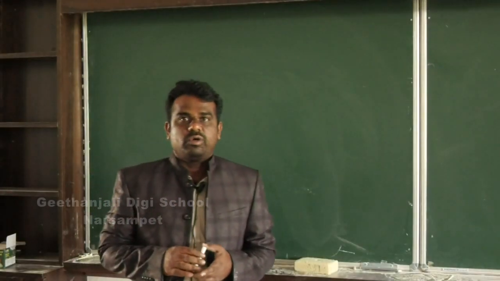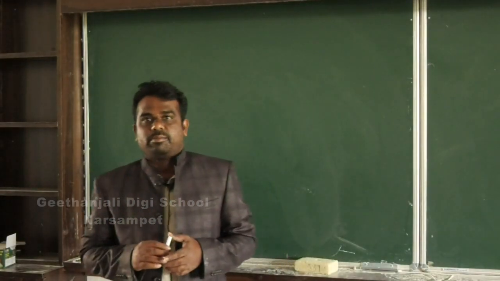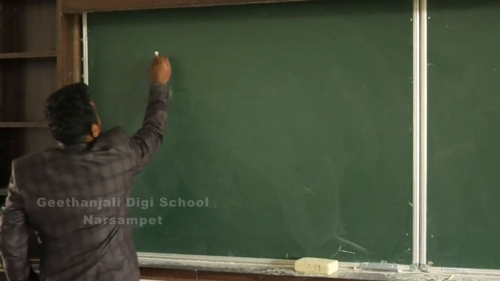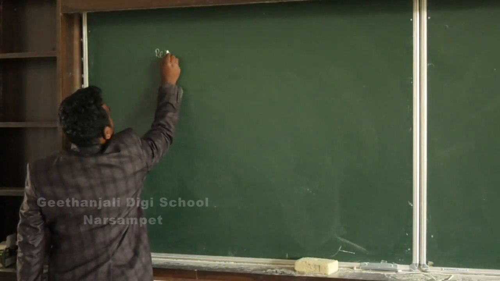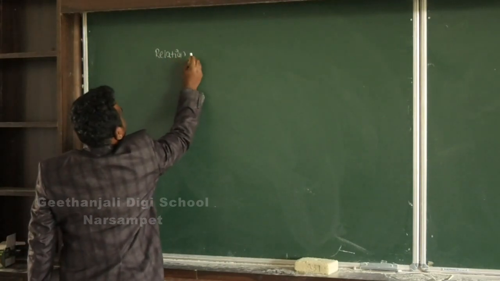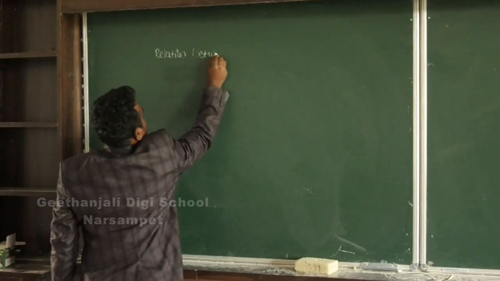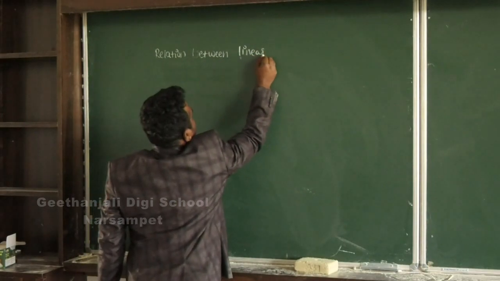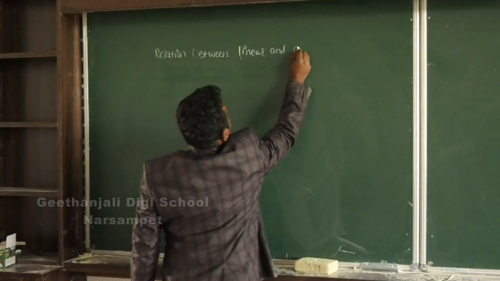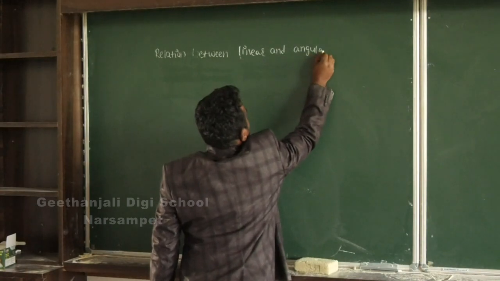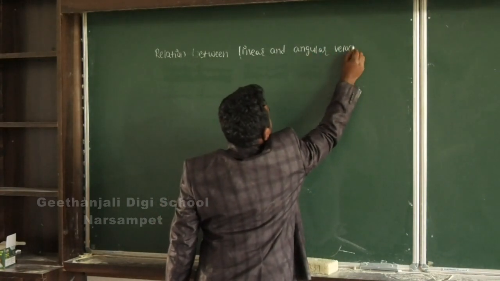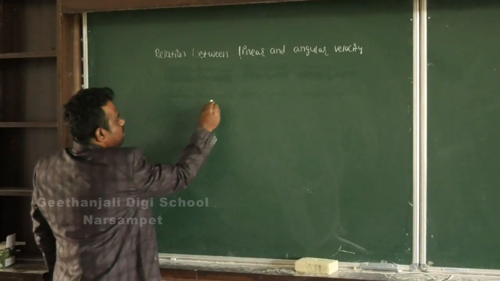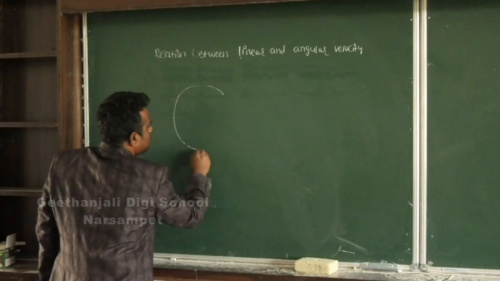Dear students, now I am going to find the relation between the linear velocity and angular velocity. Relation between linear and angular velocity. So let us consider one particle is moving in a circular path like this.